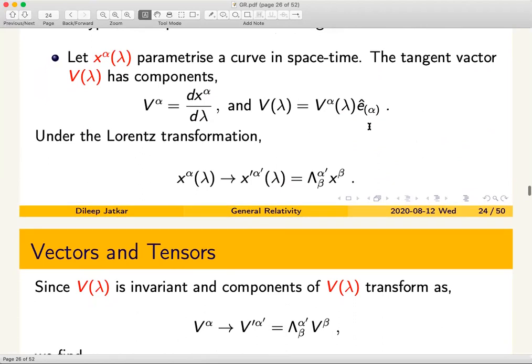But yes, every time you look at the transformation property, you always look at the components of the vector. And you don't worry about what happens to the basis vectors.